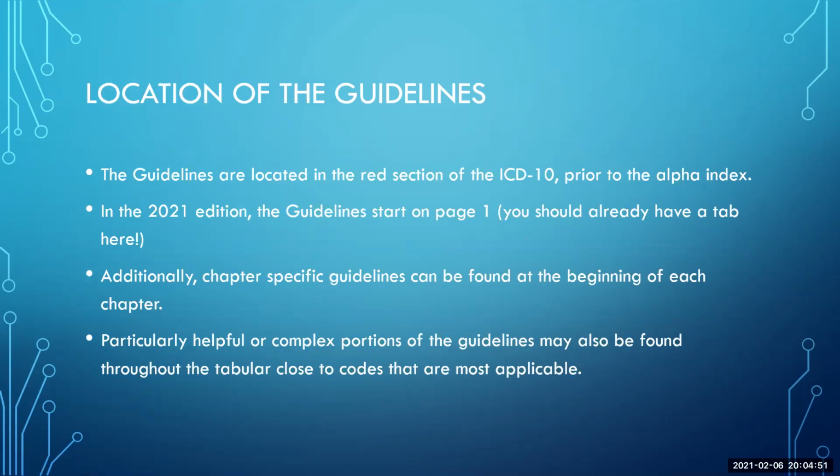So where are the guidelines located? They are in the red section at the front of the ICD-10. It's prior to the Alpha Index. And in your manual, it should start on page 1 if you have the Bucks 2021 manual. I will turn the document camera on now so you can see what I'm talking about here.